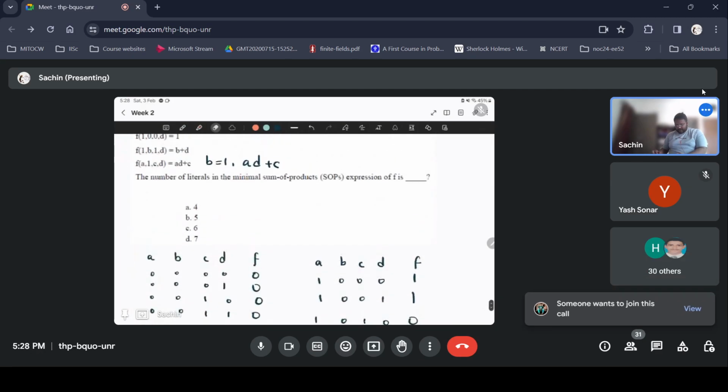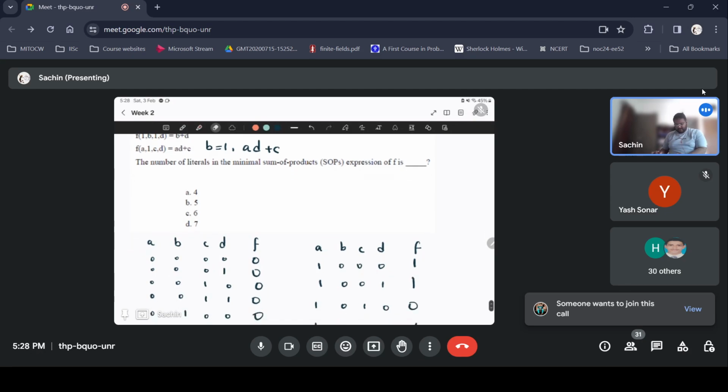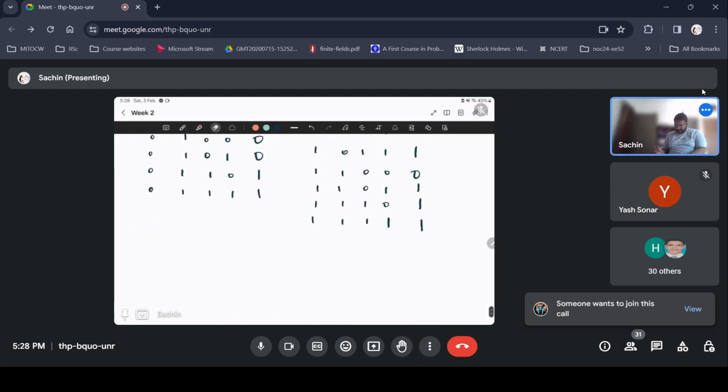Now we have to write the K-map to simplify this to get the minimal sum of products expression. So let's go ahead and write down the 4 variable K-map. I'll write AB here and CD here.